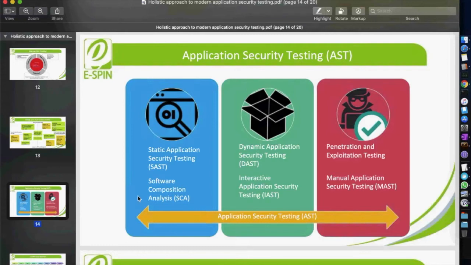Then software composition analysis, which has become popular in the last few years, particularly for third-party open source modules. And of course, dynamic application security testing is widely used for handling web applications.